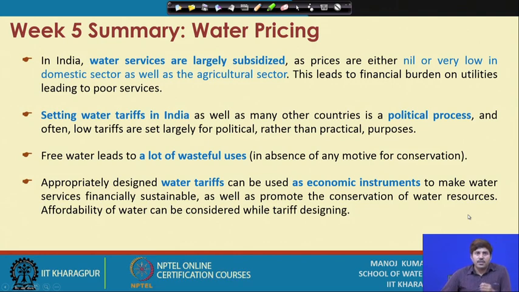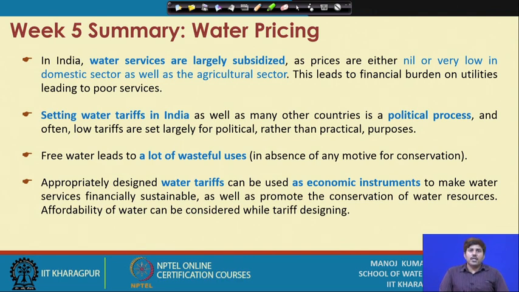Then in week 5, the topic for discussion was water pricing, where we discussed the status and some of the structures for setting water tariffs. It was discussed that in India water services are largely subsidized. Prices are either nil or very low in the domestic sector as well as the agriculture sector, and this leads to a lot of financial burden on utilities that eventually leads to poor services, because if utilities are not getting sufficient funds, the services are obviously going to be poor.